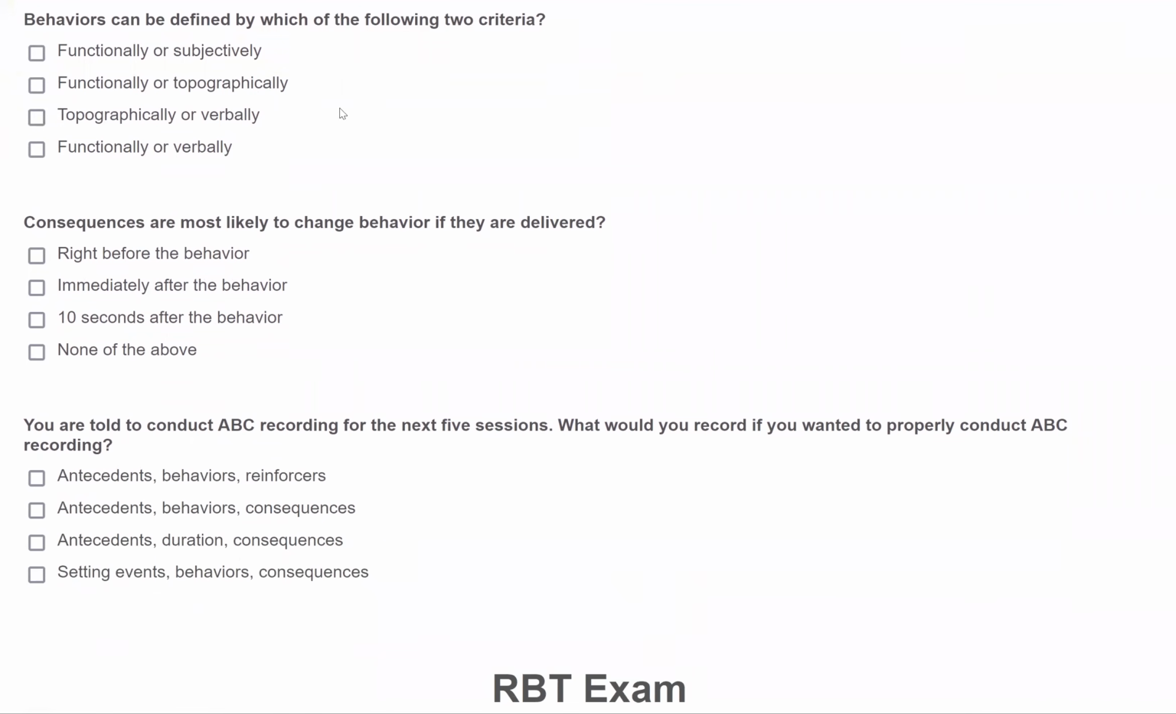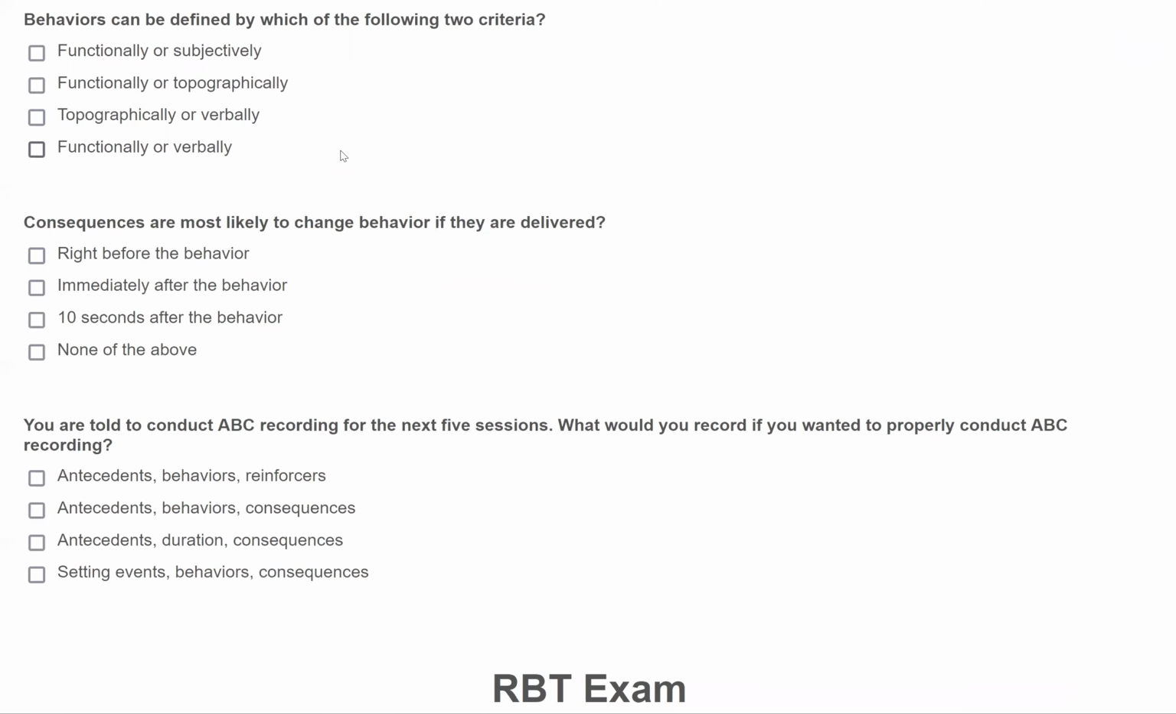Behaviors can be defined by which of the following two criteria? How do we typically define behavior? We've asked this question before, but it's so important that as RBTs, you know what you're looking for in behavior. So what are you looking for in behavior? Well, first and foremost, why did it happen? Function, right? Attention, escape, tangible, automatic. First and foremost, most important piece. Second, what does it look like? What is the topography? Those are our main two criteria, function and topography.